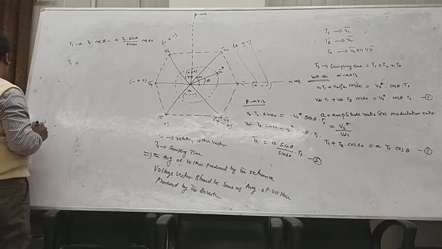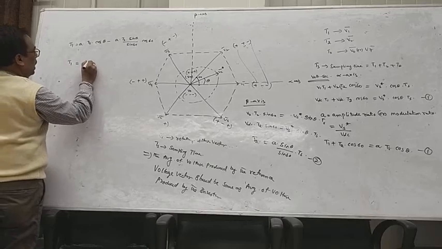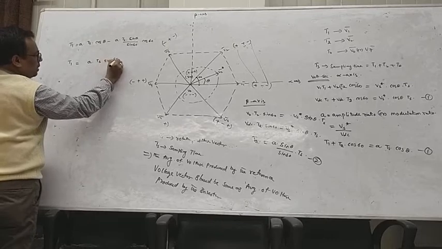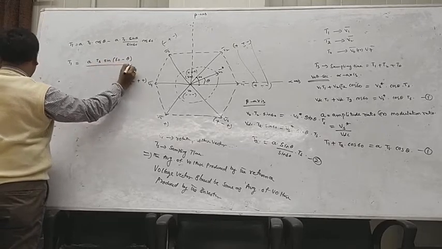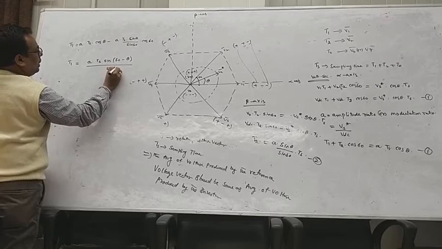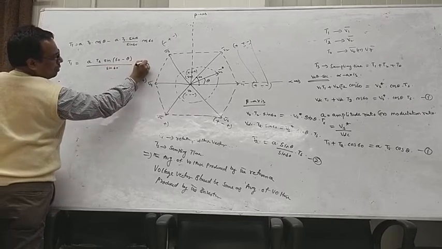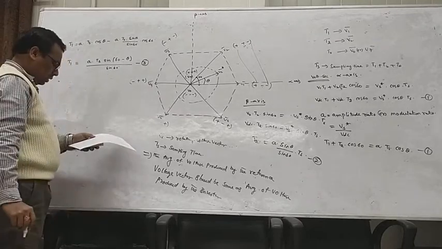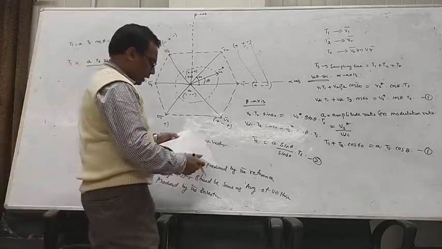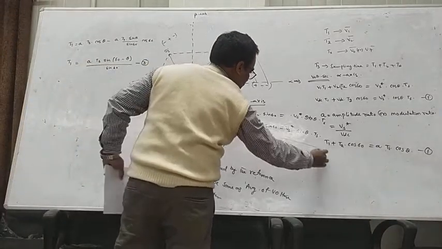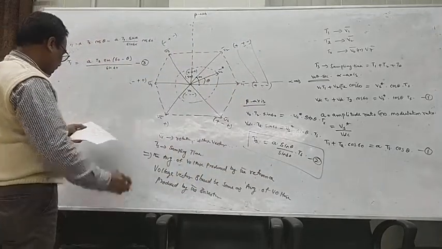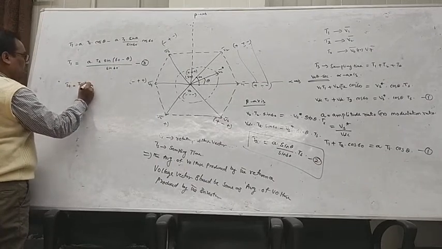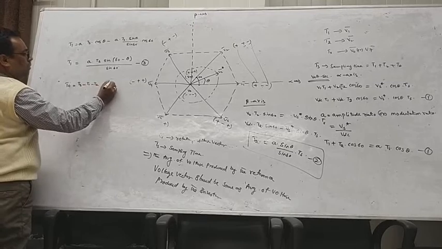T1 is equal to A into Ts into sin 60 minus theta divided by sin 60 degrees. This is equation number 3. This is time T2, T2 is equal to A into Ts into sin theta divided by sin 60, and this is T1. So you know that T0 is equal to Ts minus T1 minus T2. This is equation number 4.